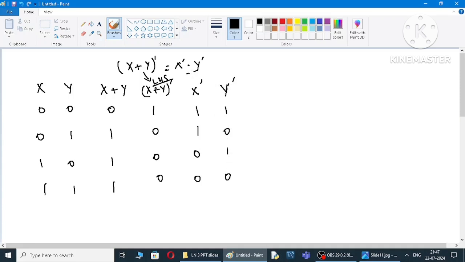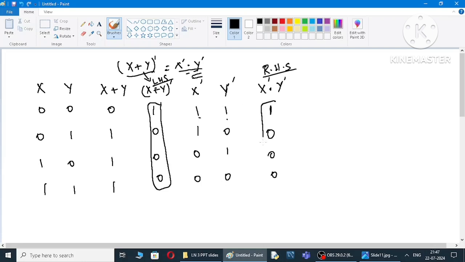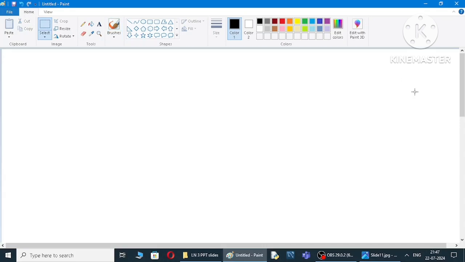But actually what you need is x dash dot y dash, that is multiplication, the AND operator. For AND, if both are 1s, then you will get 1. Any 1 0 will get a 0. So RHS has now arrived. So you have to prove LHS equal to RHS. Now check, LHS is 1 0 0 0, RHS is also 1 0 0 0. Hence it is proved that x plus y whole bar equals x bar dot y bar. So this is how you have to verify using the truth table.